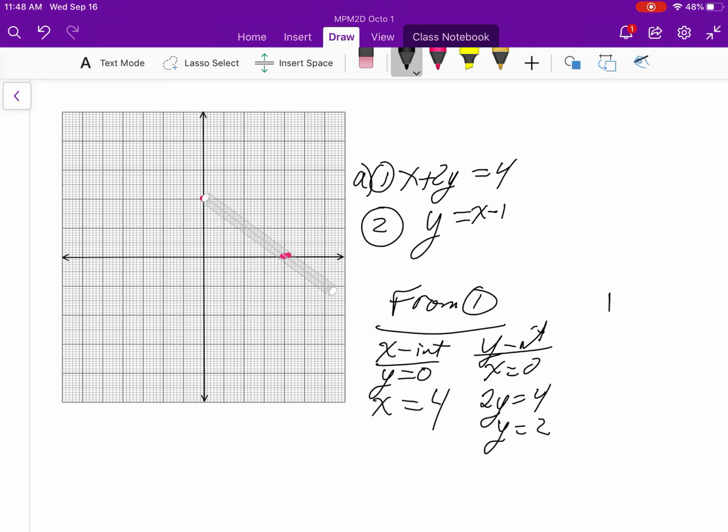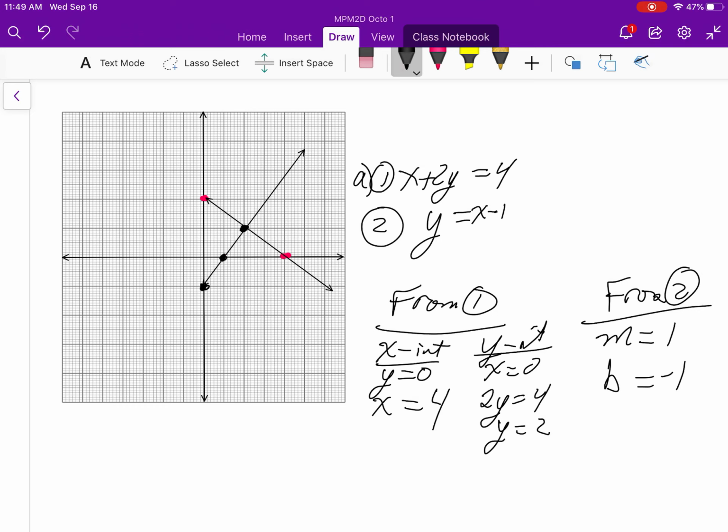From equation 2, we notice that it's in slope y-intercept form. The slope we can see is 1, because it's the coefficient in front of the x, and the y-intercept is -1. We want to plot the y-intercept first, at -1, and then use the slope to find the second point. Because the slope is 1, we go up 1 over 1 to the right, and we can see that we pretty much have our point of intersection right there. Again, we draw our line through the points.